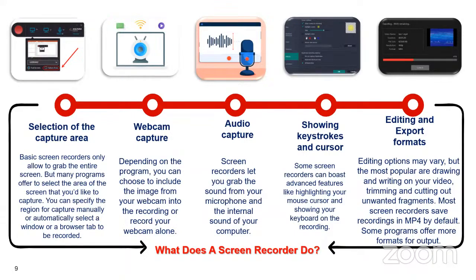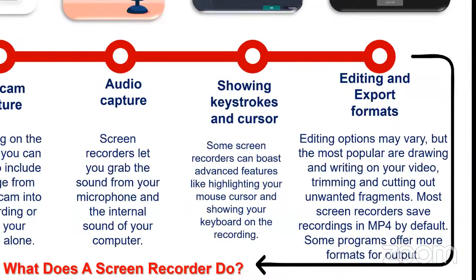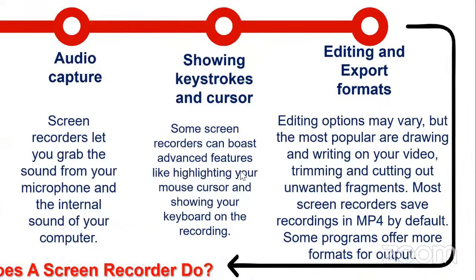So the fourth part is showing keystrokes and cursor. Some screen recorders offer advanced features like highlighting your mouse cursor and showing your keyboard on the recording. And lastly, editing and export formats. Editing options may vary, but the most popular are drawing and writing on your video, and trimming and cutting out unwanted fragments. Most screen recorders save recordings in MP4 by default. Some programs offer more formats for output.